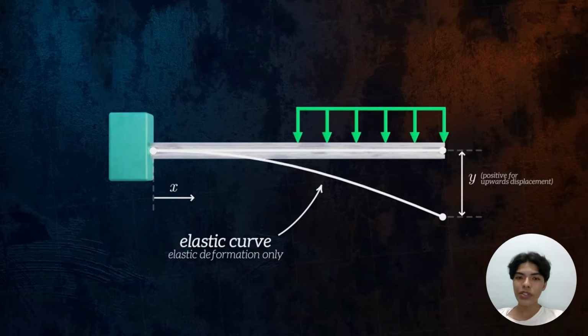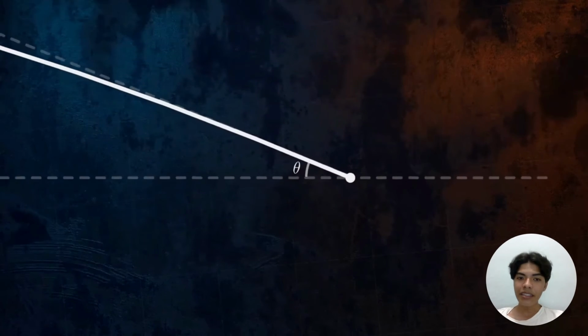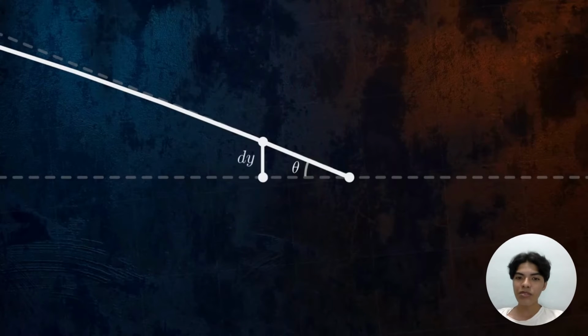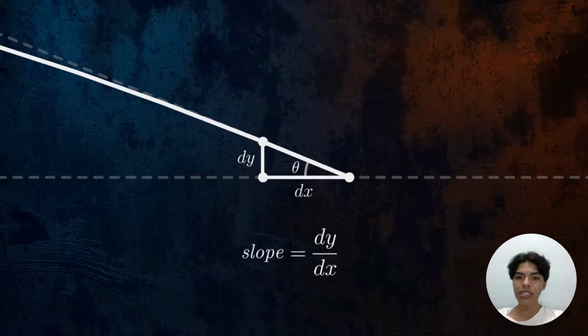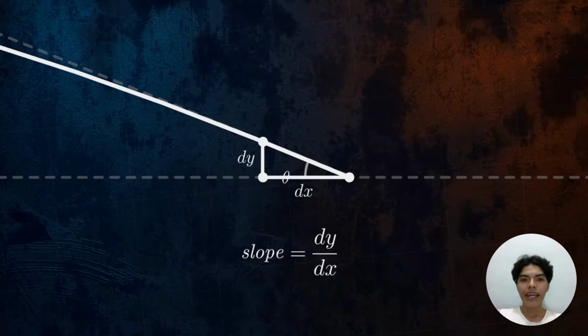We will assume that there's no displacement along the x-axis. We're also interested in the angle of rotation of the beam, theta. Let's take a closer look at the angle. We can define the slope of the beam as dy divided by dx. Since we're limiting ourselves to scenarios where deflections are small, we can apply the small angle approximation, and so we can assume that the angle of rotation is equal to the slope of the beam. In other words, the angle of rotation is equal to the first derivative of y with respect to x.